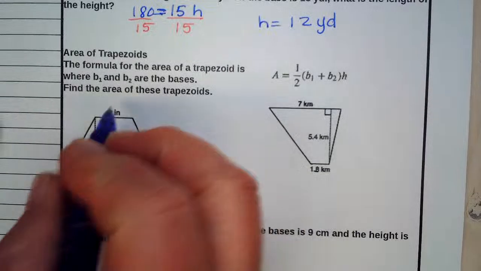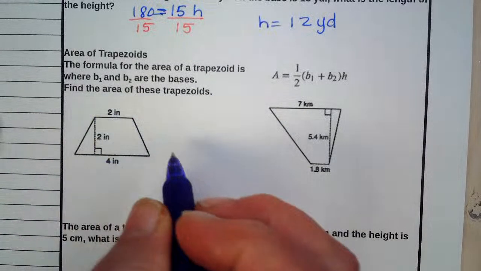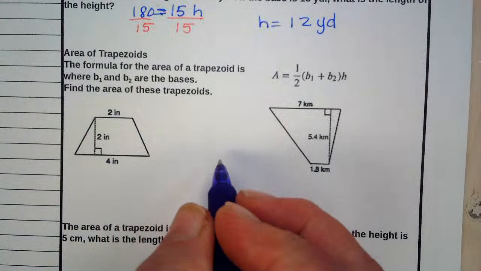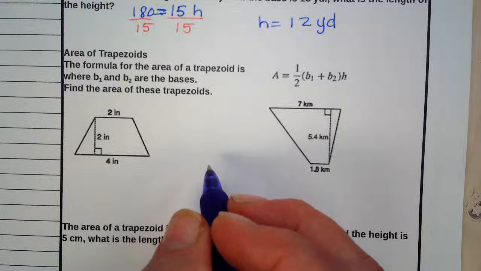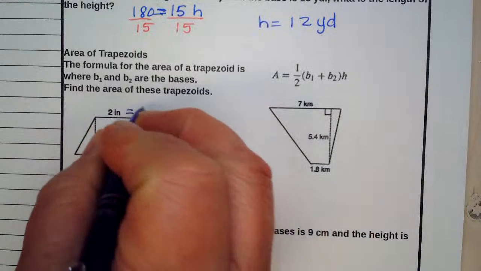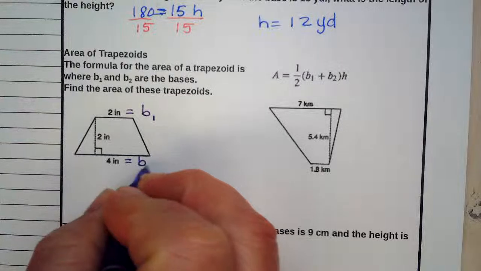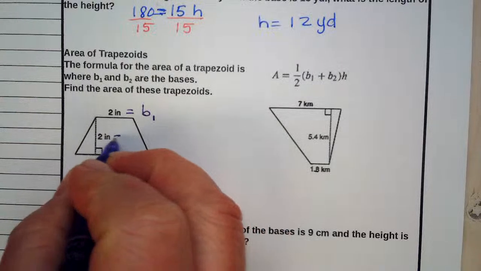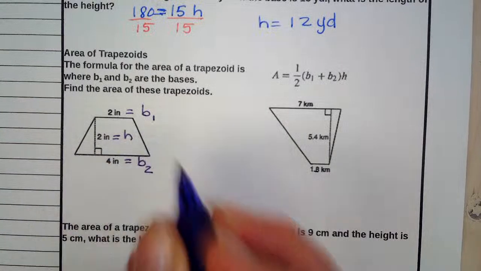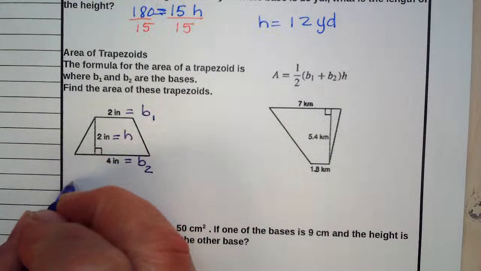So let's apply this. If I'm looking at the picture, does it matter which one is my base 1 and base 2? No, because I could flip it over. For simplicity, this is base 1, this is base 2. The 2 is my what? Is my height.